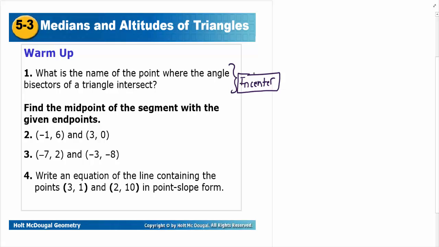Now if they said name the point where the perpendicular bisectors intersect, we'd say circumcenter. It's really the only ones we've gone over at this point. Number 2 and 3 said find the midpoints of the segment with the given endpoints.